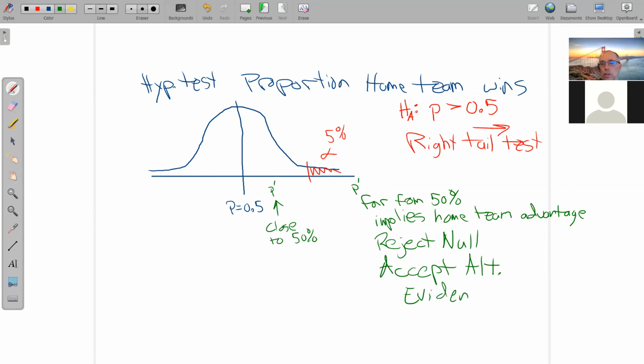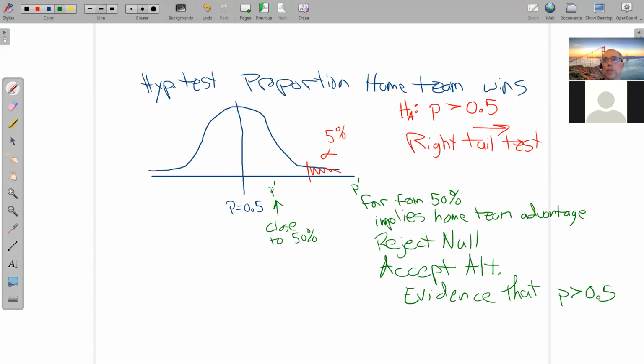Evidence that P is greater than 50% is what it tells us. So we'll see what happens. We might find evidence, we might not. All right, so let's run the test.